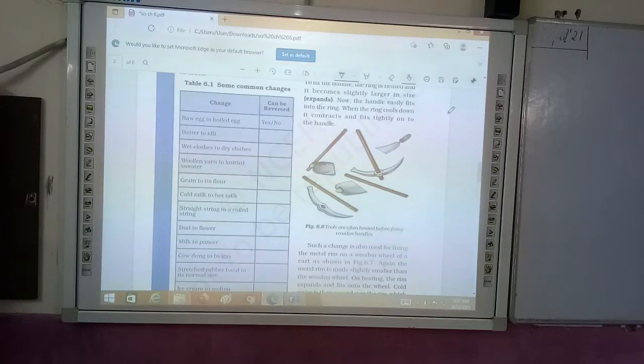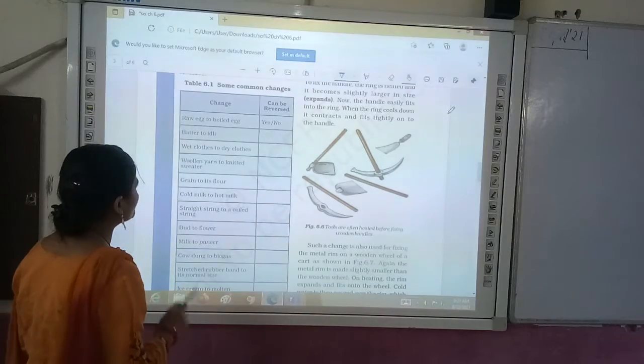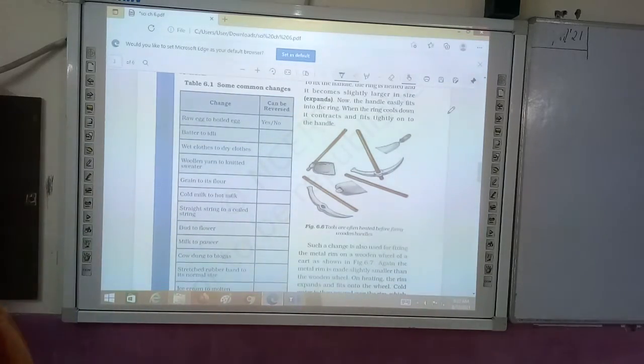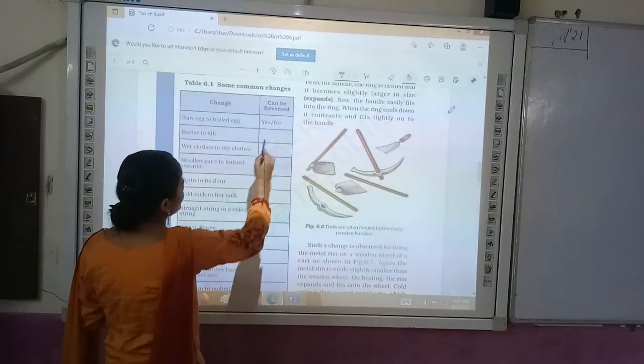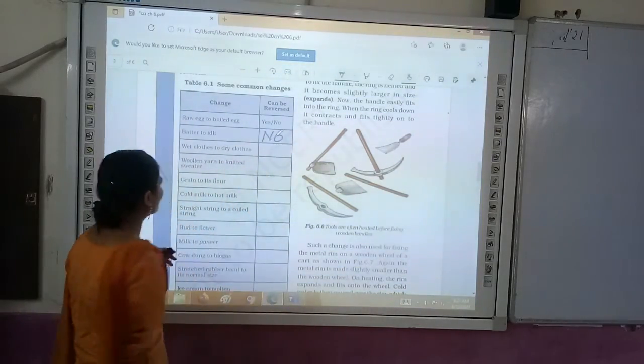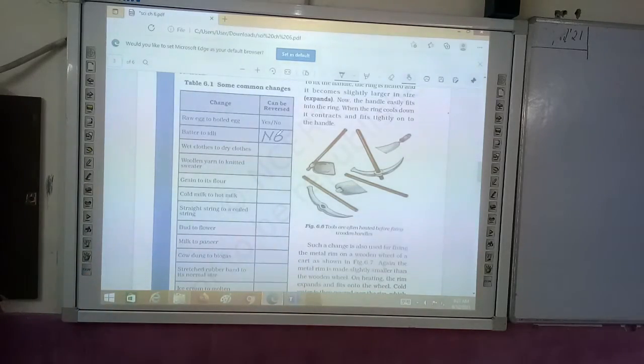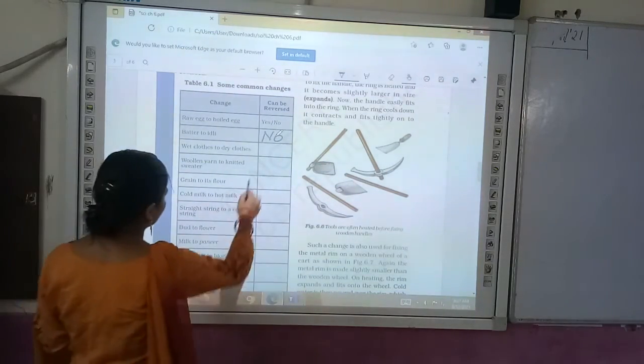Now, first one is that draw egg to boil egg. You have to write is it reversed or not. Okay, draw egg to boil egg. आप इसे reverse कर सकते हैं कि don't tell me the answer. बैटर टू इडली, बैटर को आप इडली में चेंज कर सकते हो, ठीक है. बैटर टू इडली, अगर आपकी इडली प्रिपेयर हो गई तो फिर बैटर बनाना इट इज नॉट पॉसिबल, ठीक है. नो. Wet cloth to dry cloth, गीले कपड़े को सूखा कर देना और फिर सूखे को गीला कर सकते हैं. Is it possible? So yes, it is possible. Yes, sir.